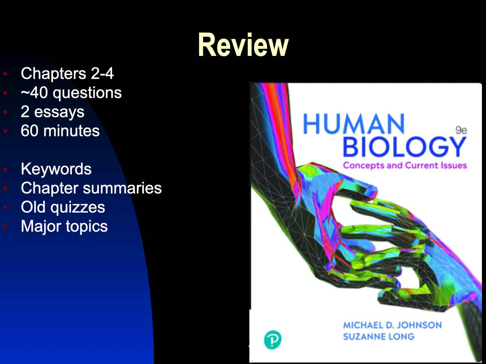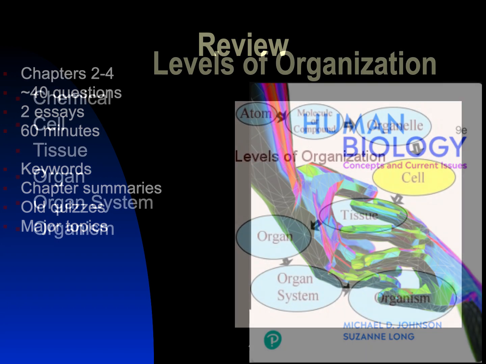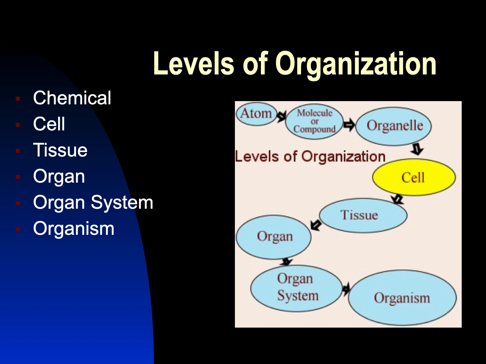So, when you're studying for this, it's really important to look over the words in bold in those chapters, the key words that are listed in the PowerPoints. Also, it's really nice to look over chapter summaries, the Moodle quizzes, and then just to review the major topics. Chapters 2 through 4 go over things all the way from chemistry, cells, tissues, and our first introduction to organs.